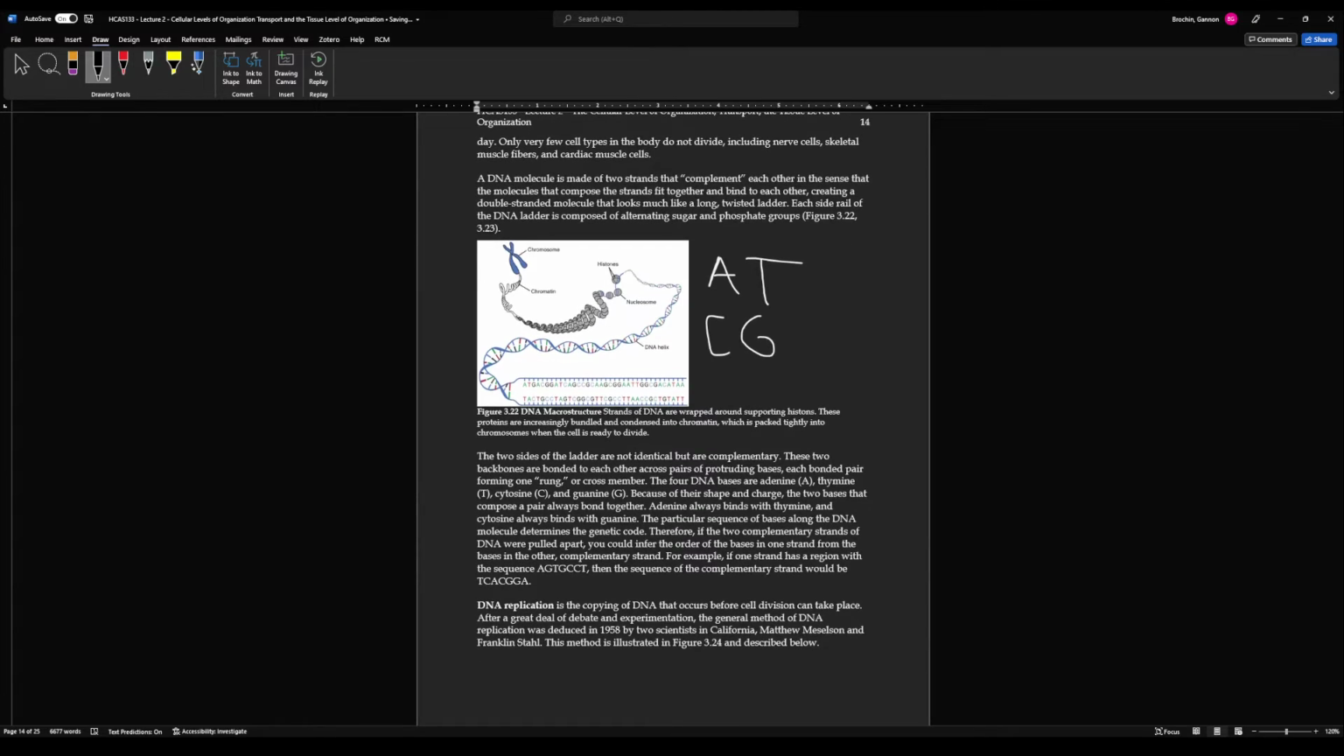Once it's unzipped, a process begins where the DNA is copied in a complementary manner, meaning you will create at the same time two strands that are still identical to the original, but then they will bind together. Now, what typically happens with our DNA is we have a mixed division where one of the new strands binds to the old strand that is complementary to it.